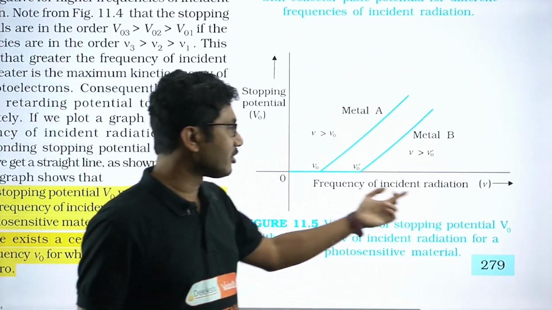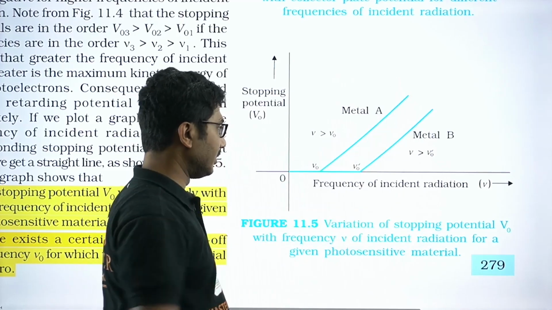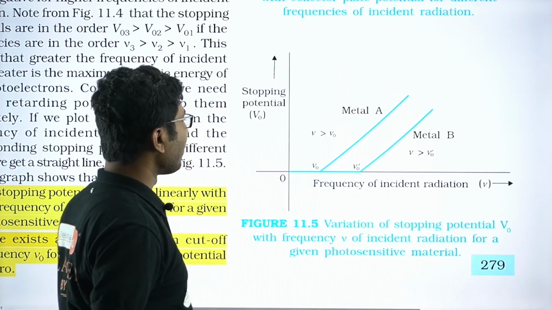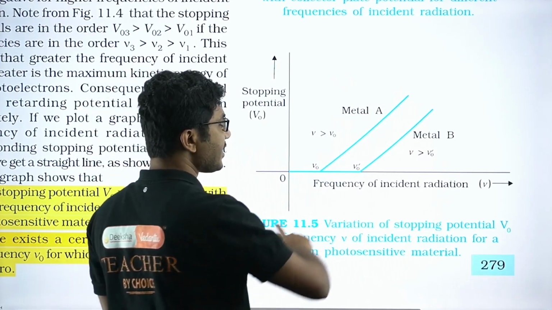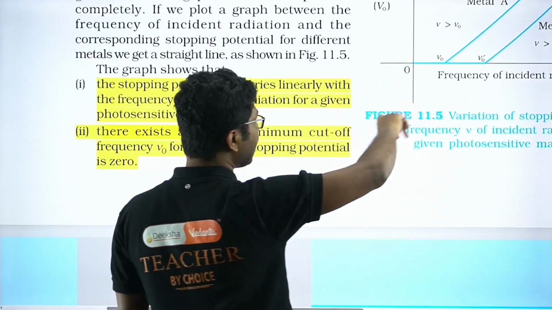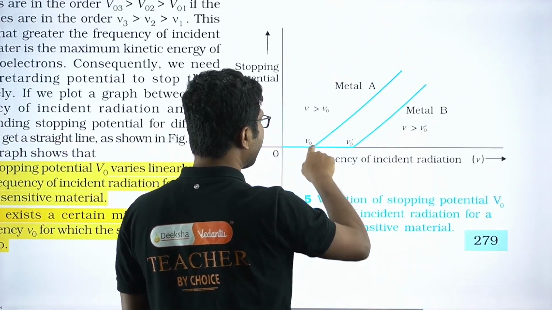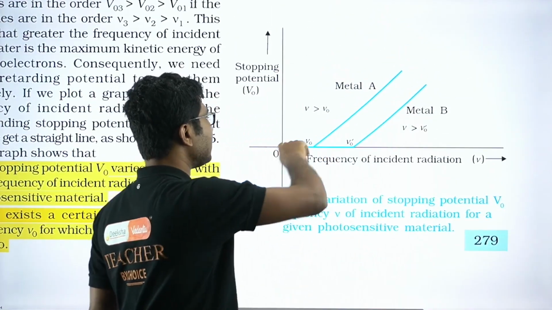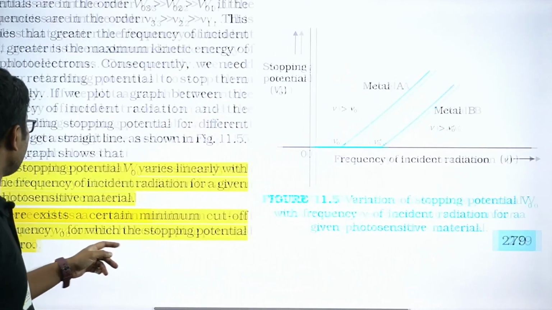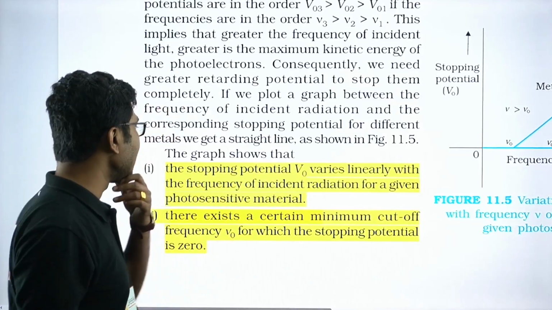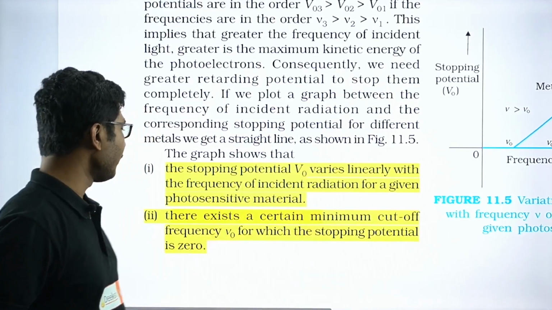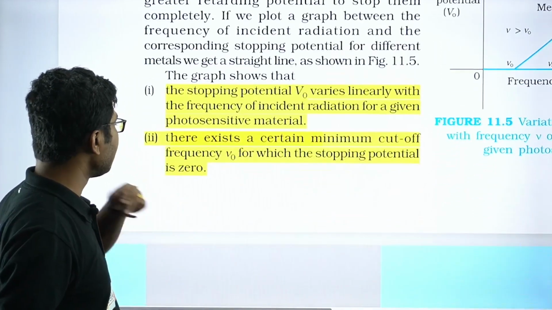Now stopping potential and frequency of incident radiation also change linearly. This is the graph. Metal A, metal B: they have shown for different metals how the stopping potential varies with the frequency of incident radiation. This axis is only frequency, whereas this is the stopping potential. As you can see, there is a minimum value of frequency required to get the photocurrent; otherwise you should have got it from 0, but you are not getting it from 0. The minimum value is called the threshold frequency. So the stopping potential V0 varies linearly with the frequency of incident radiation for a given photosensitive material. There exists a certain minimum cutoff frequency nu 0 for which the stopping potential is 0.